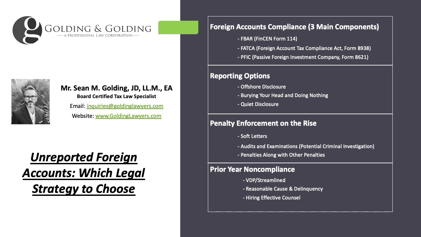The FBAR is common. It's for bank accounts. FATCA is Form 8938. It's for assets and accounts. Depending on what type of assets and investments you have, you may have to do Form 8621, which is PFIC. You may have to do 5471, foreign corporations, 3520, gifts and trusts.